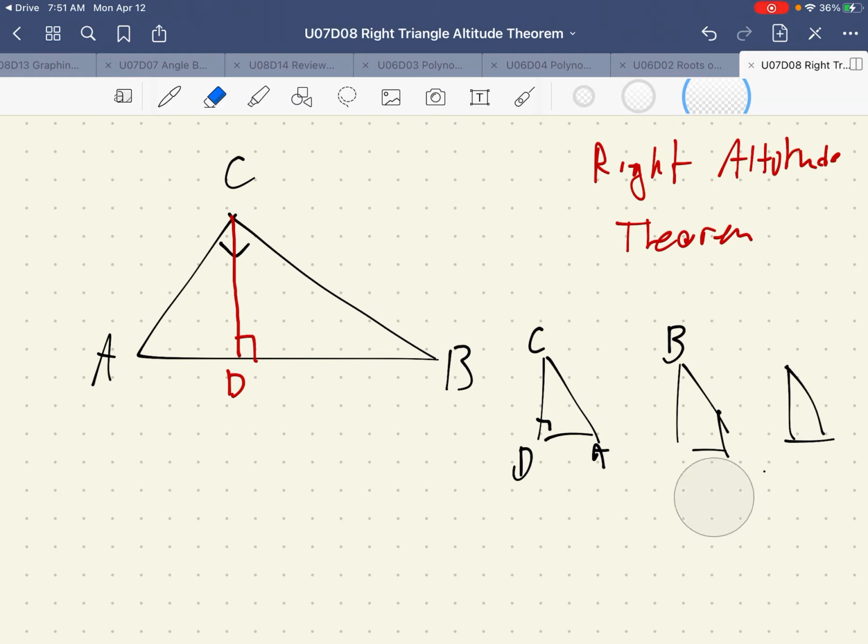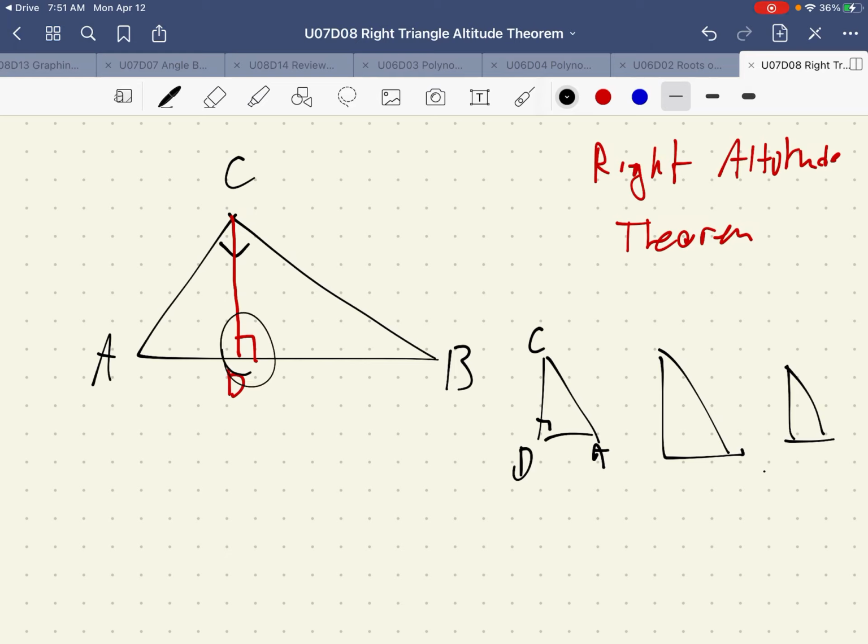Let me rewrite this triangle. So the right triangle on the right side is D for the right angle, B is the longer side, and C is the shorter side. So there is our second right triangle, and the third triangle is the big triangle itself, which has a right angle at C, and then the short side is A, and the long side is B. All right, so these are our three right triangles.